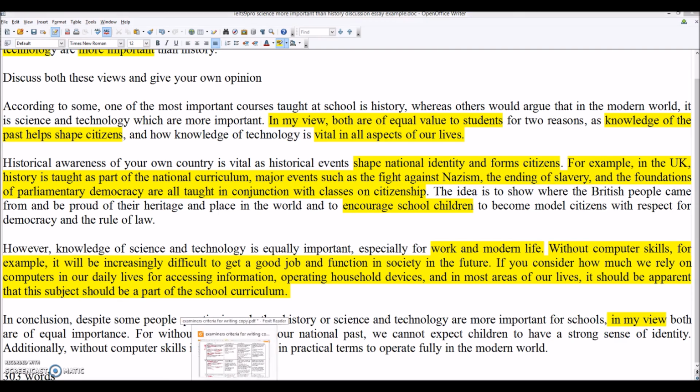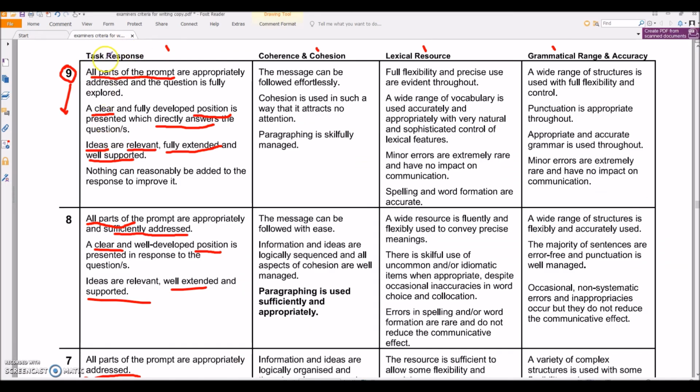So, as I said, it's about the quality of the ideas. So, let's just have a summarize now. So, what does it mean? So, all parts of the question. So, you analyze those keywords. If it asks you to discuss both, you do. If it asks you what's the advantages and the disadvantages, make sure that you talk about those. If it says what's a problem, what's a solution, make sure that you address both parts of the question.